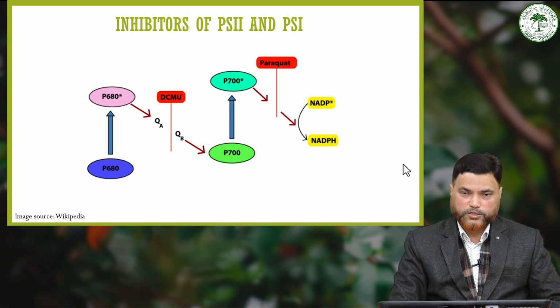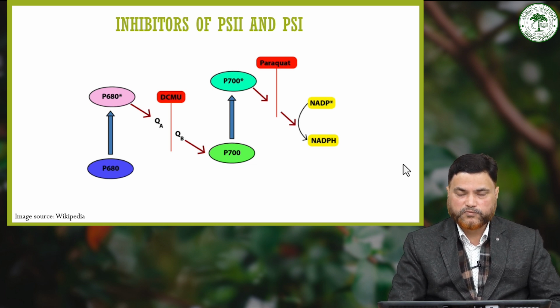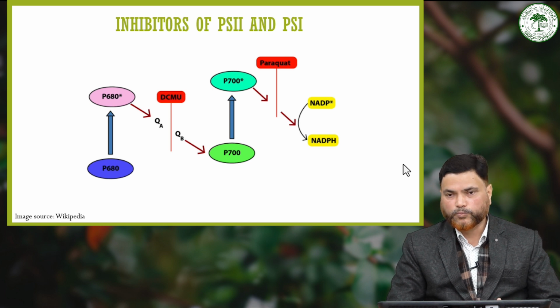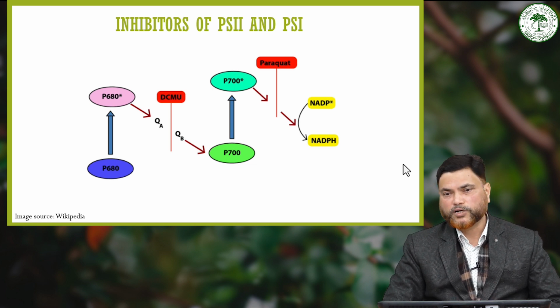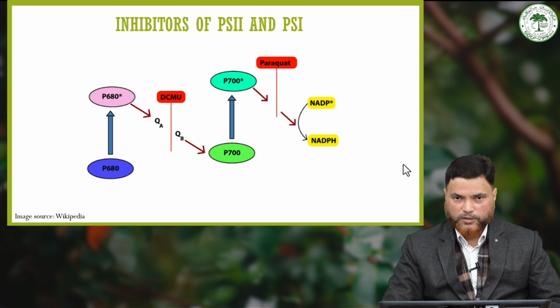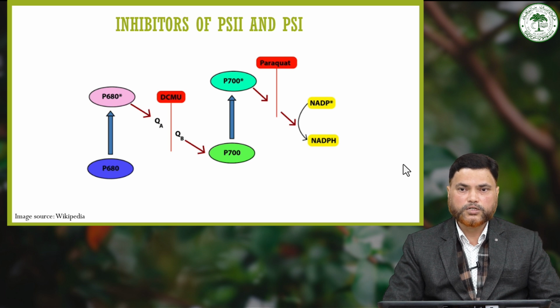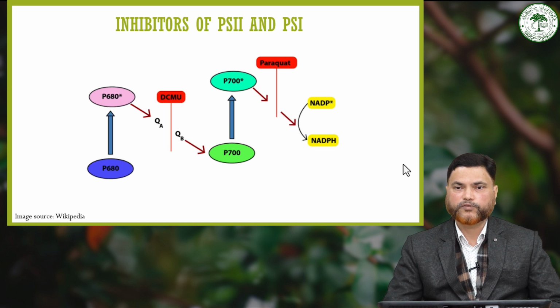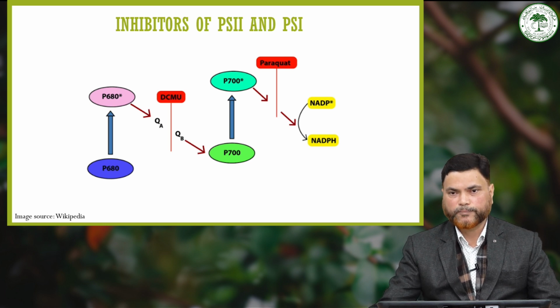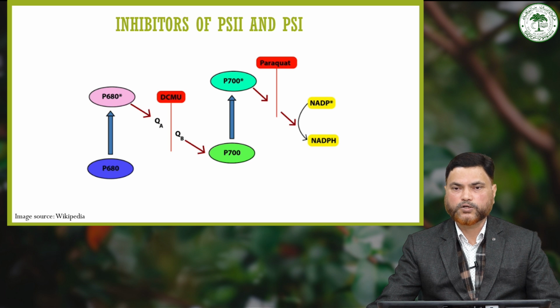Now, as you know, electron flow moves protons across from the thylakoid lumen into the stroma. So, there are certain inhibitors which inhibit photosystem 2 and photosystem 1 activity. Now, these inhibitors I will discuss. There are two inhibitors, namely DCMU and paraquat. Now, what is DCMU? DCMU is 3-(3,4-dichlorophenyl)-1,1-dimethylurea. This is also known as diuron.